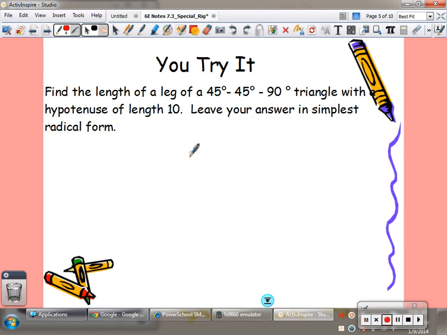Let's try another one. 45, 45, 90. If you want, you could pause the video right here, try it on your own, and then check your answer once you've done that. So if you want to pause the video, go ahead and pause it now. Otherwise, I'm going to work the problem.